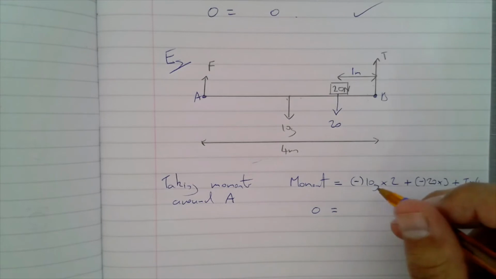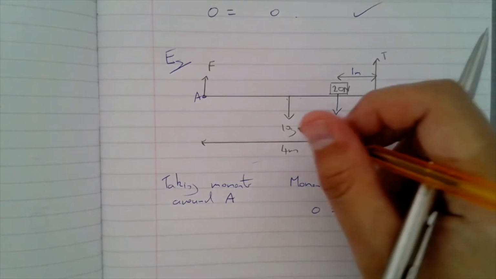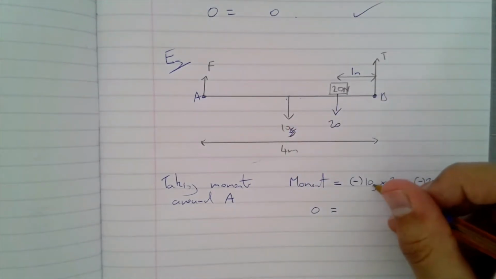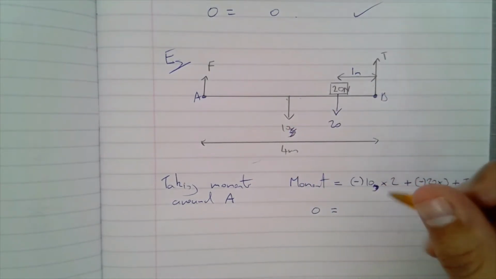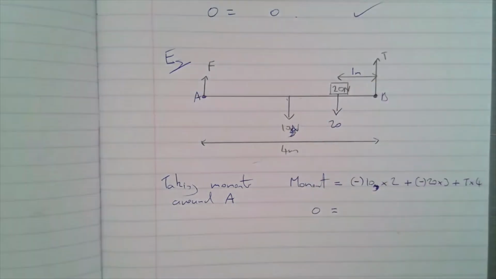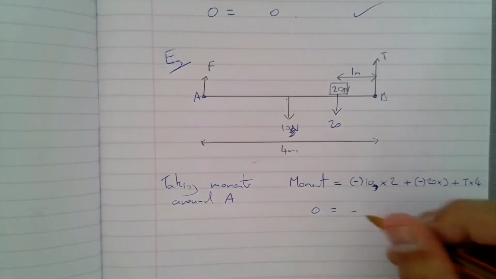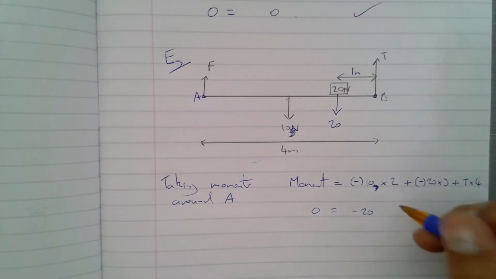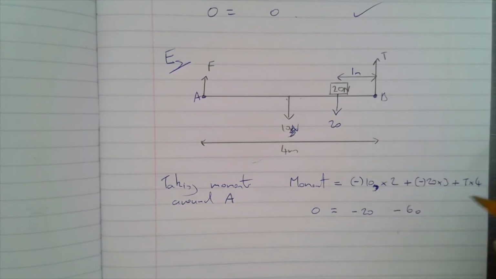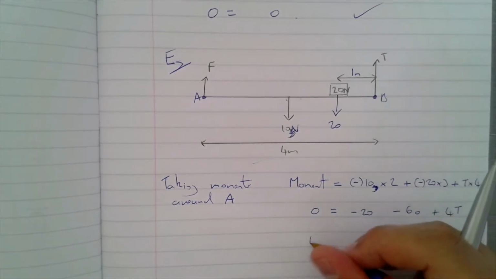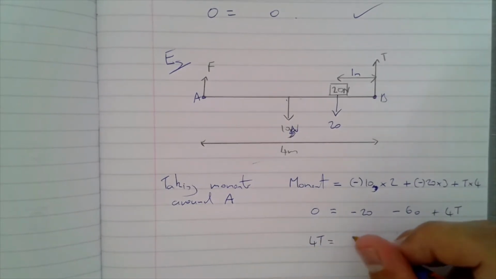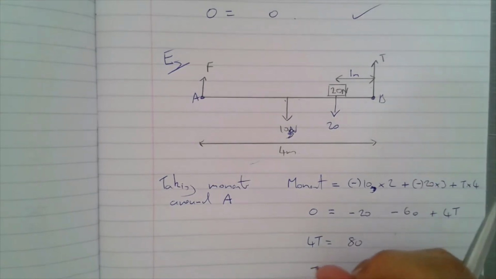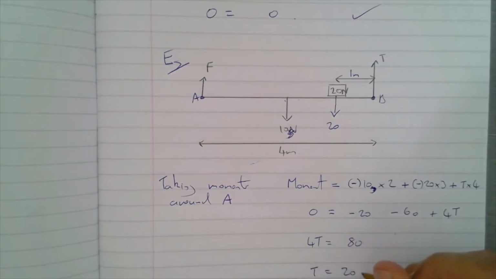So that's going to be 2 times minus 10g. In fact, let's just get this g out because it's just going to make things harder. So imagine that the g was never there. Imagine this is just a 10 newton weight. So I've got minus 20 from this bit. I've got minus 20 times 3, so that's minus 60. And then I've got also 4 lots of T. So that must mean that 4T is equal to 80. And so T is just equal to 20 newtons.